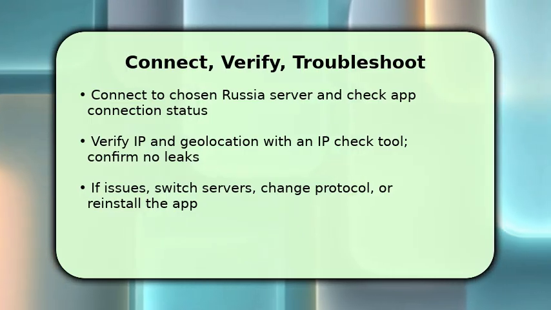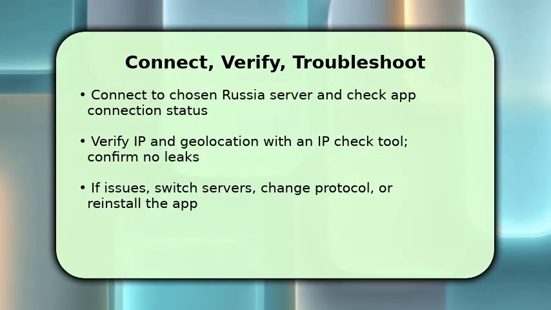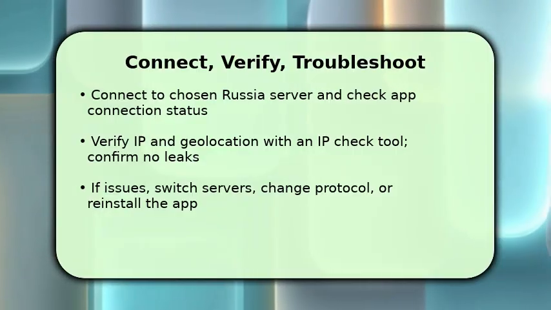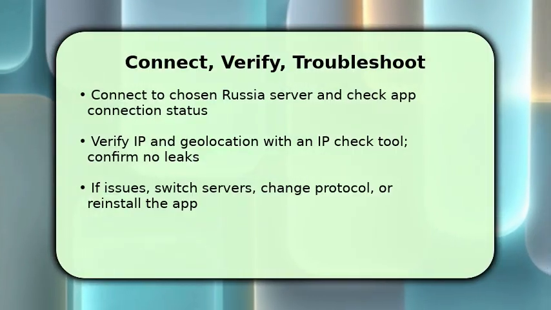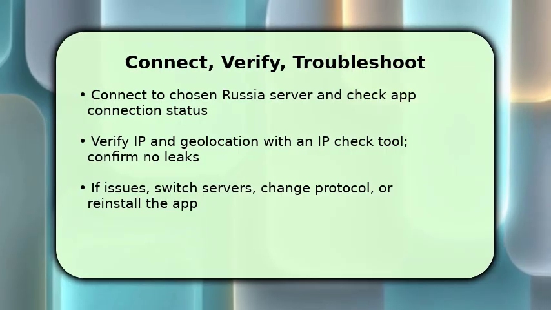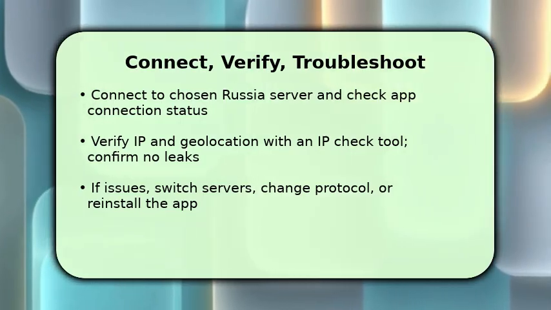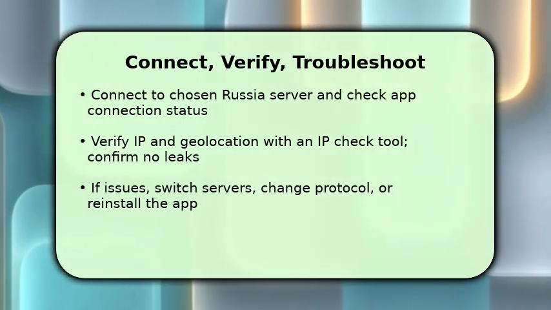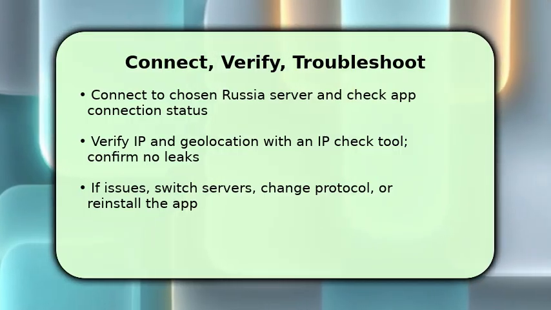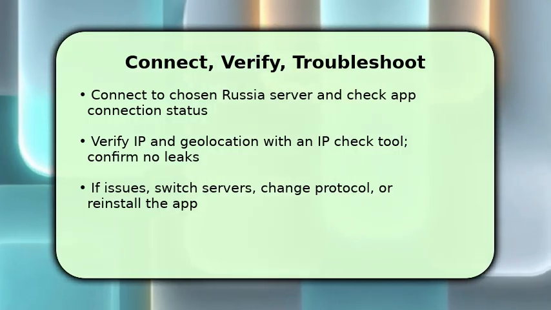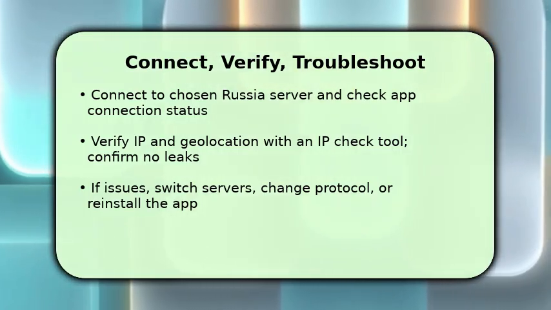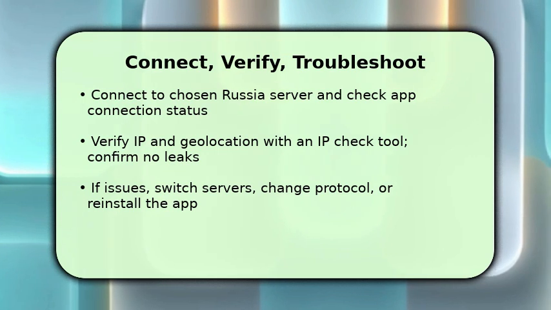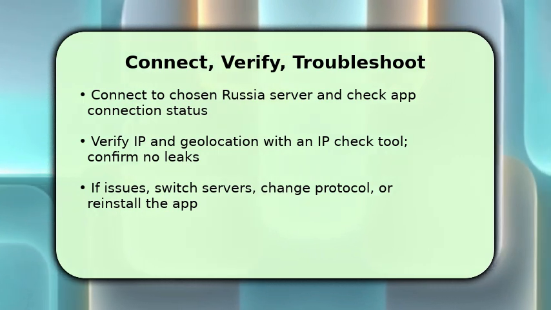Verify your new IP and geolocation using an IP check tool to confirm traffic is routed through Russia, and perform a DNS and WebRTC leak test to ensure no data escapes. If you encounter problems, switch to a different Russian server, change the protocol, restart the device, or reinstall the app. If all else fails, contact support with logs enabled for faster resolution.